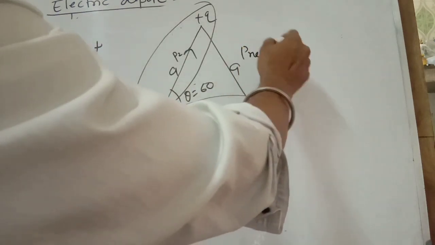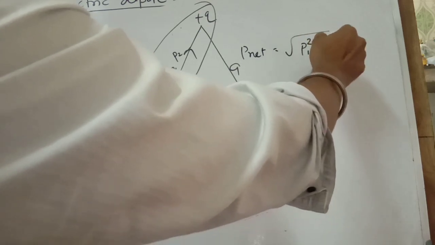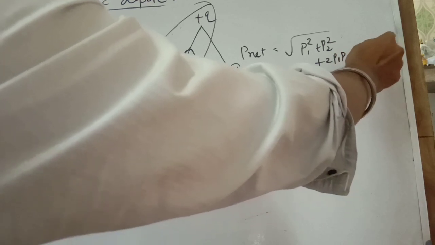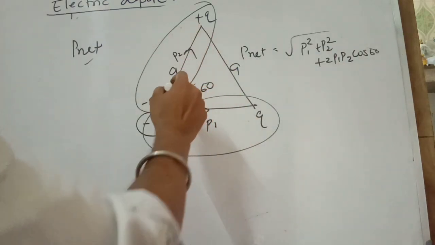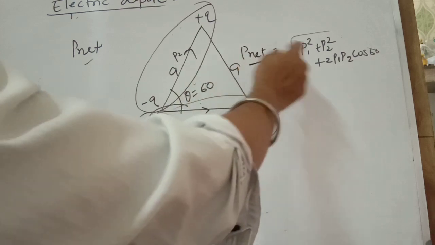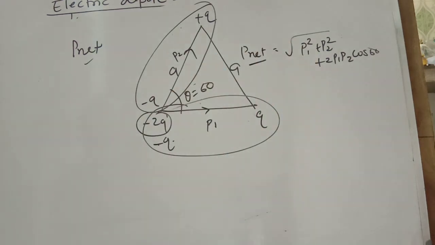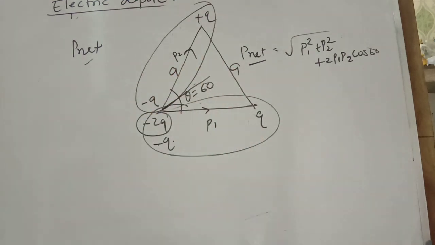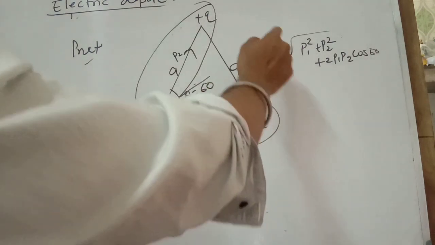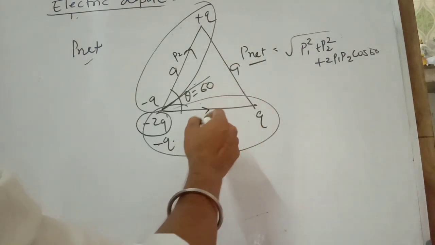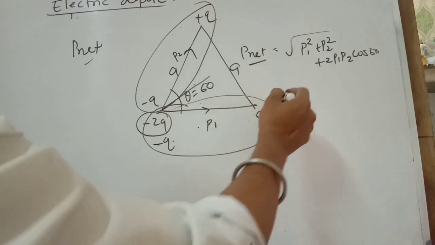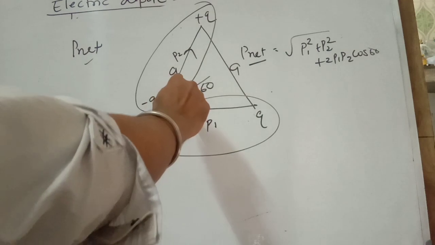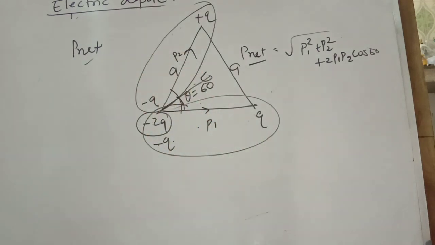P net is again, you can use P1 squared plus P2 squared plus 2 P1 into P2 cos 60, because the angle between these two dipole moments is 60 degrees. So using this one you can find P net, and you will also find the angle of the resultant dipole moment P net with respect to P1. So we will use vectors. Okay, how to find the resultant angle of P net.